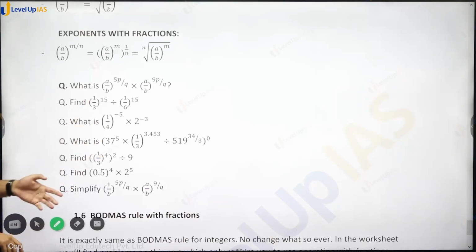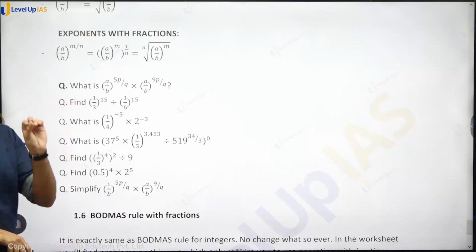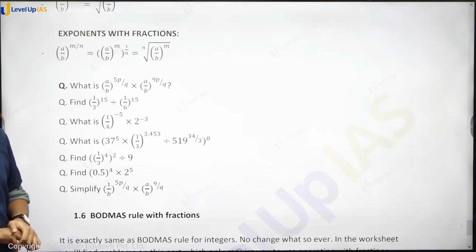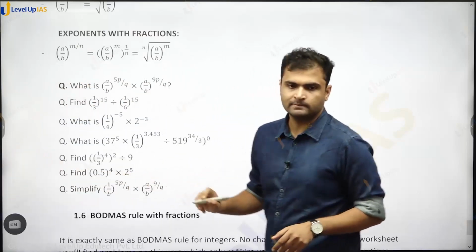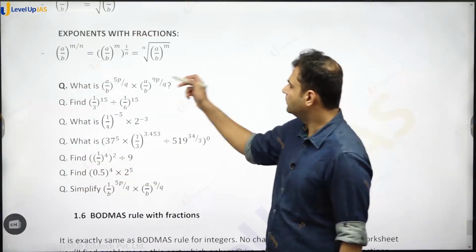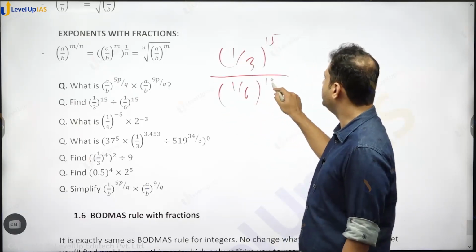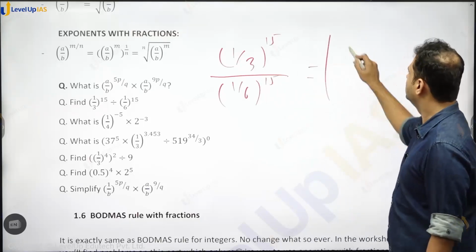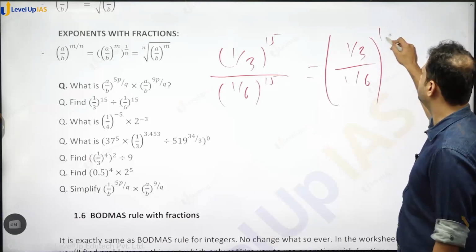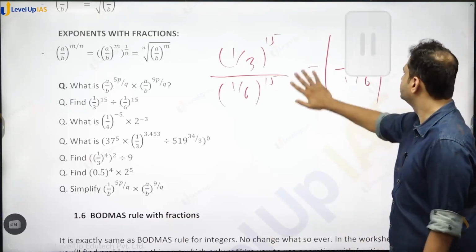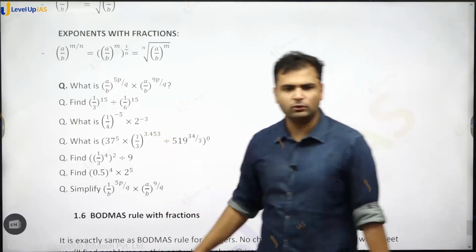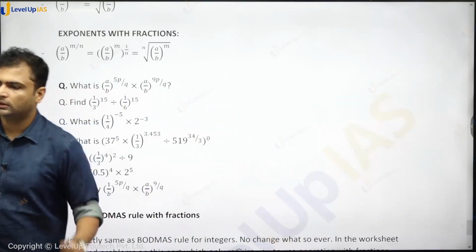What is the best possible answer you can get? Please get that. So you can write this 6 as 2 into 3. So these 3s will cancel somewhere. After cancelling, whatever bare minimum remains, give me that as the answer. Look, what we have is 1 by 3 to the power 15 divided by 1 by 6 to the power 15, which is the same as 1 by 3 divided by 1 by 6, to the power 15. Okay. You can solve this in multiple ways. It's not that you can't apply different rules. This was the simplest.